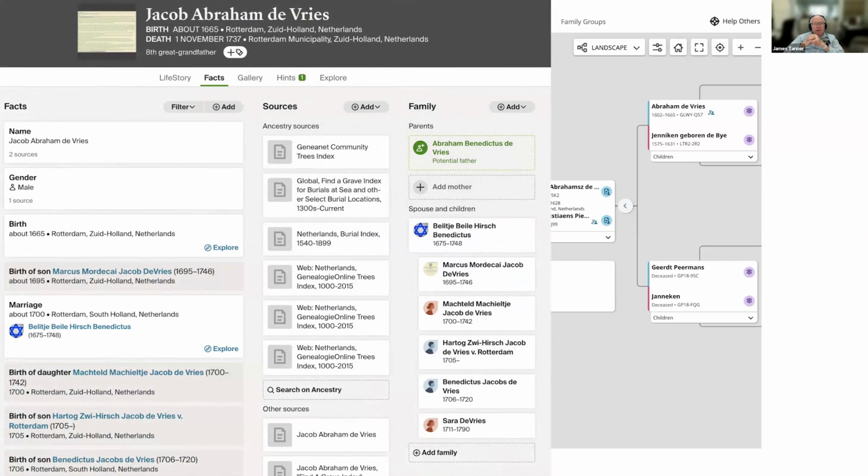So Jacob Abraham de Vries is born about 1665. And you can see here that in this case, Abraham Benedictus de Vries, there could be quite a bit of information that would help to know whether this next step back is an actual person. And that's all happening through AI.